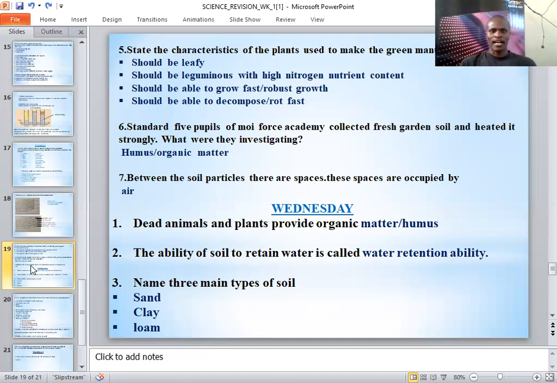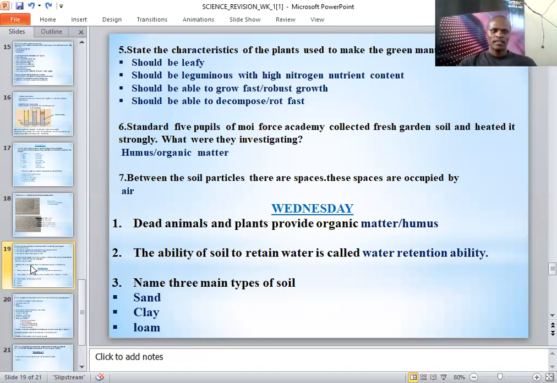So these are the four characteristics that one should consider when you want to choose a plant to make green manure. It should be leafy, it should have high nitrogen content, it should be able to grow fast, and finally it should be able to decompose or rot fast.